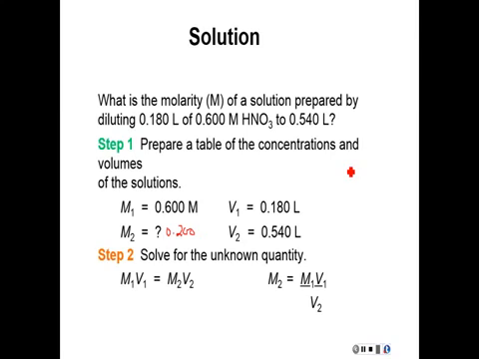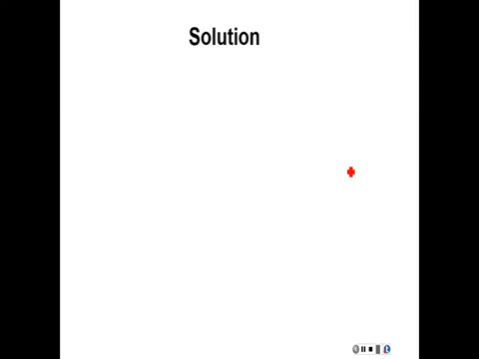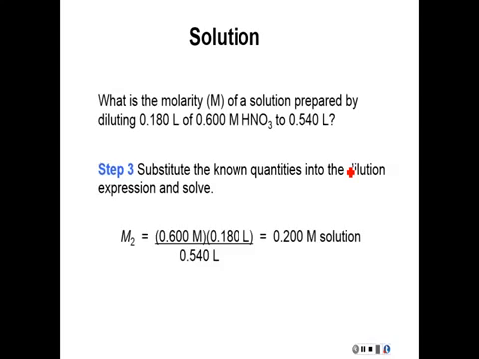We solve for M2 by dividing by V2 on both sides. Plug in the numbers, and exactly what we predicted. So you see how quick this can be. You can even shorten your own solutions for these after a while.